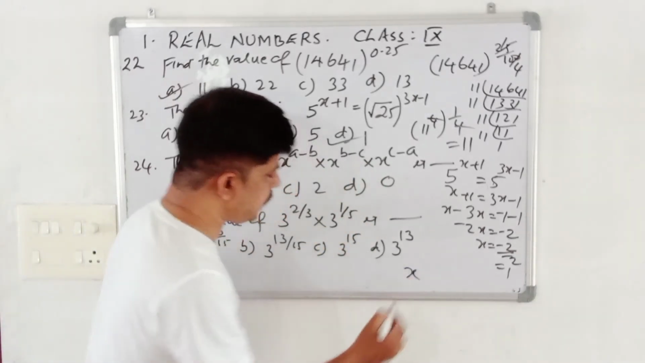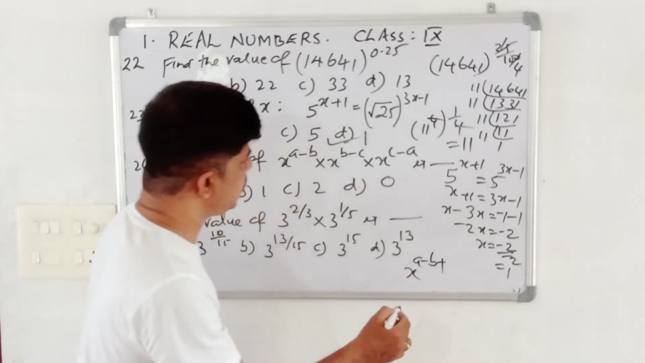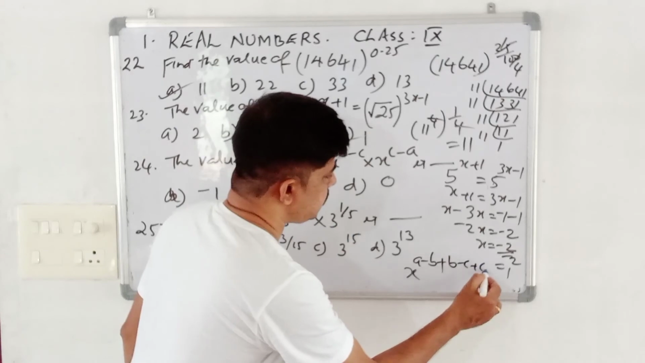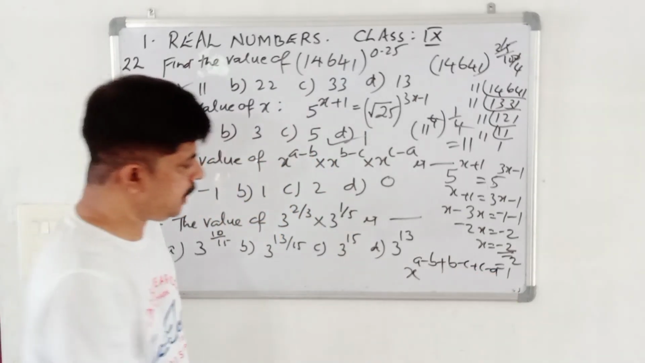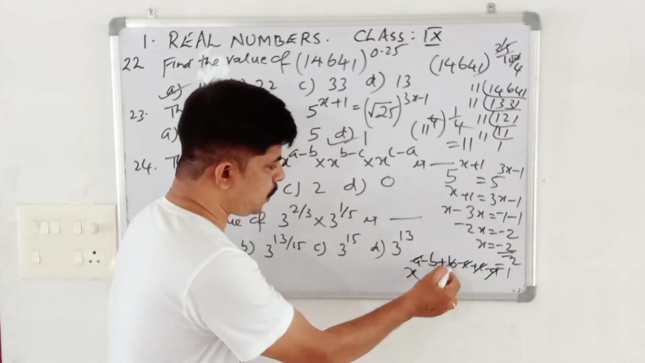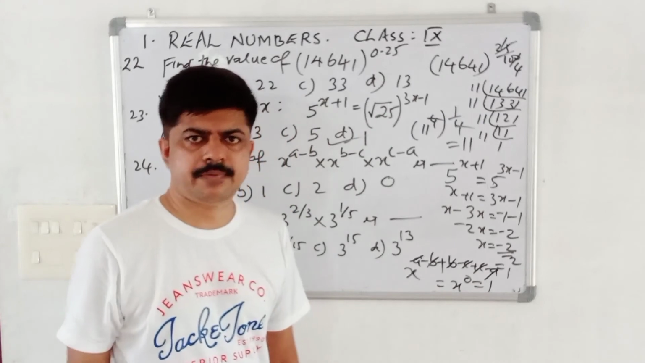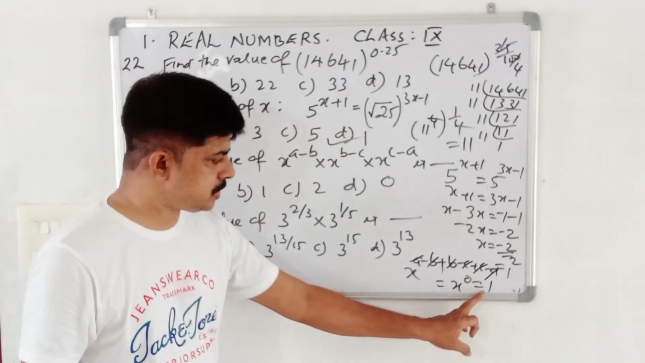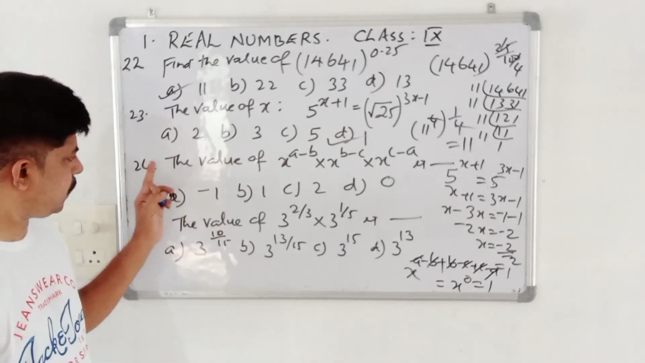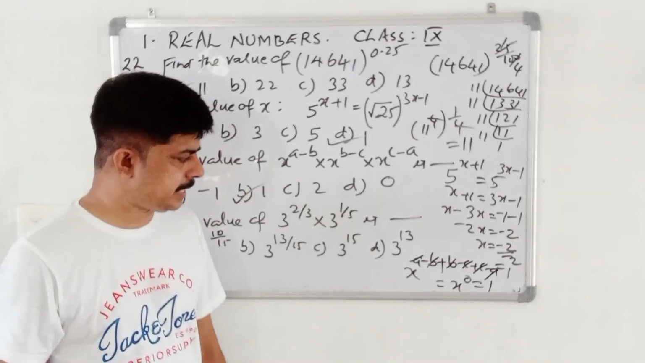Adding the powers, x raised to, x is the common base, a minus b plus b minus c plus c minus a. We have positive a, negative a cancel, positive c, negative c cancel. Positive b, negative b cut. Therefore x raised to 0. What is the value of x raised to 0? x raised to 0 is equal to 1. Therefore in our options we can see option B, 1, is the right answer.